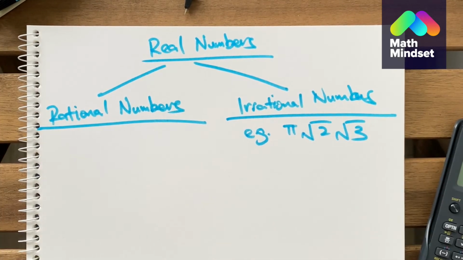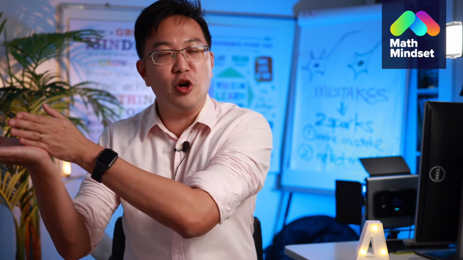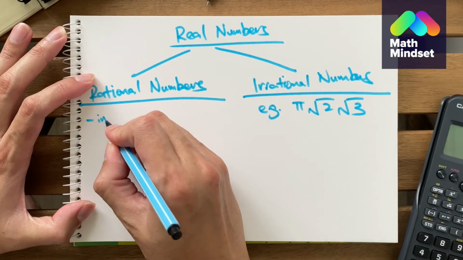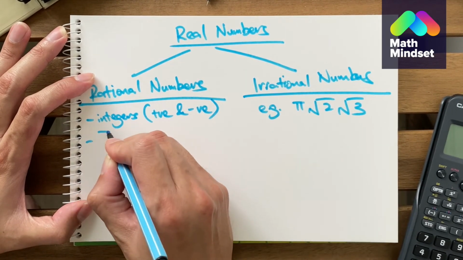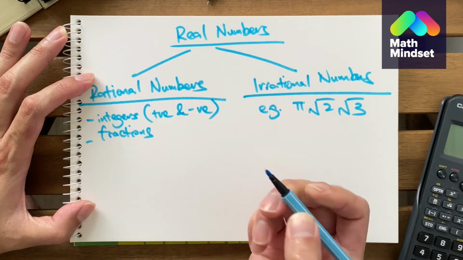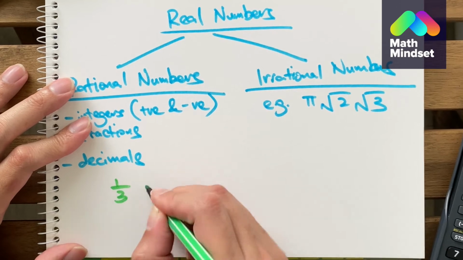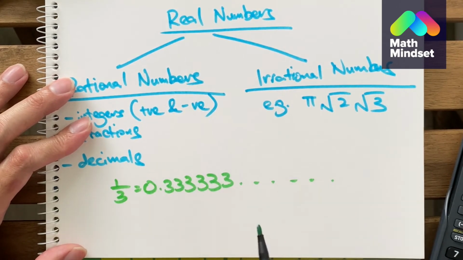Basically the numbers with decimals that are non-terminating. They will continue going non-stop. There isn't a stop. Whereas for rational numbers, they are usually integers. It can be positive, it can be negative, it can be fractions, or it can be decimals that can be expressed as fractions. So, numbers like 1/3, which is same as 0.33333, is considered a rational number.